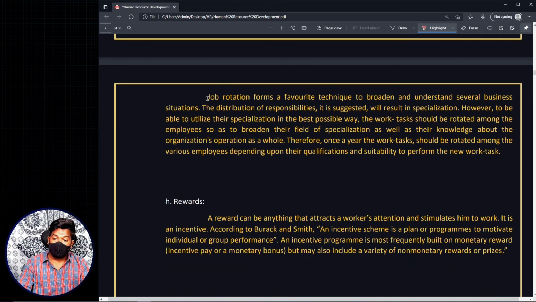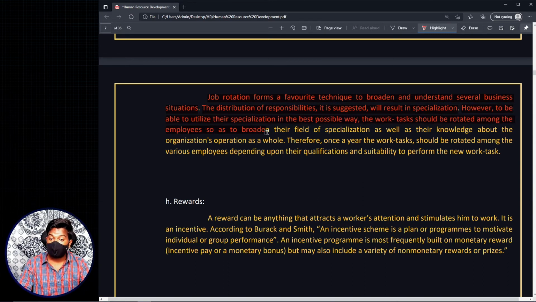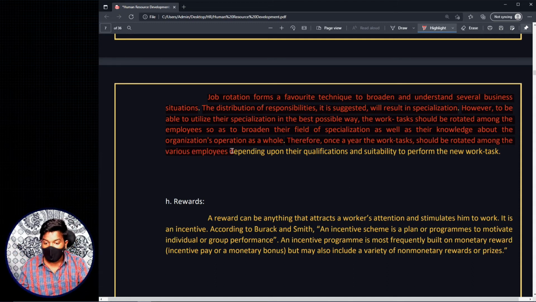See, job rotation forms a favorite technique to broaden and understand several business situations. The distribution of responsibilities, it is suggested, will result in specialization. However, to be able to utilize their specialization in the best possible way, the work task should be rotated among the employees so as to broaden their field of specialization as well as their knowledge about the organization's operations as a whole. Therefore, once a year, the work task should be rotated among the various employees depending upon their qualifications and suitability to perform the new work task. So basically here we are telling that job rotation can be used in organizations in order to develop the employees.